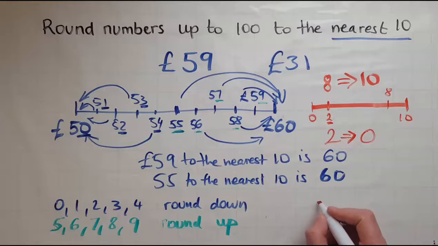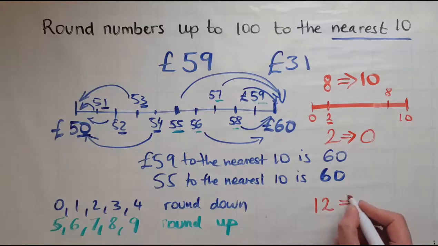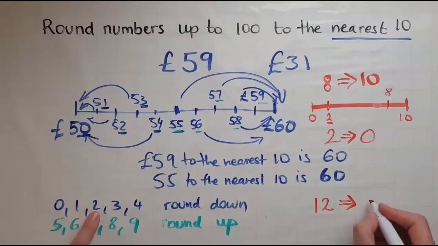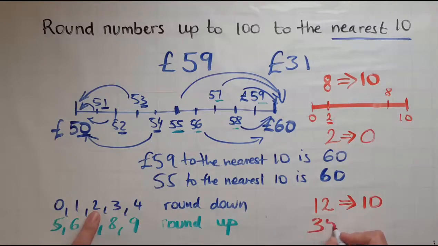What about 12? 12 stands between 10 and 20. So it's closer to 10. And also checking the rule, it's one of these. So we're rounding down. That means we're going to 10. Let's say 35. Round it to the nearest 10. That stands between 30 and 40. And as I said, since it's 5 or above the last digit or the unit, in this case, that means we're rounding it to 40.